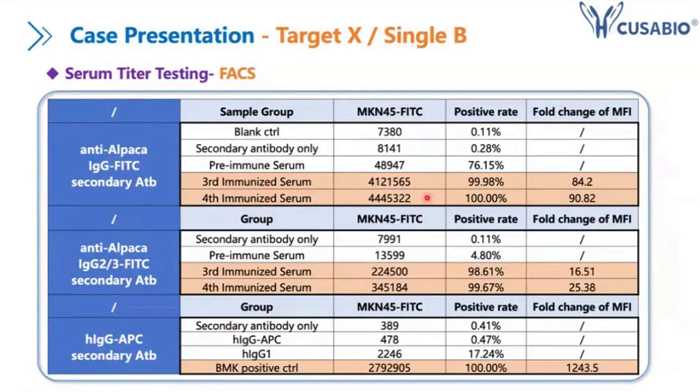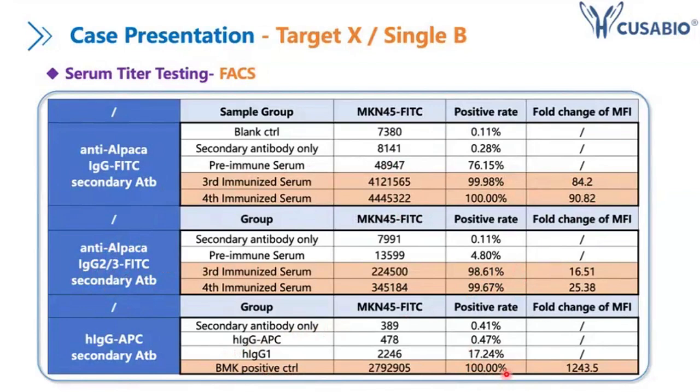As you see, for the positive rate, for this group we are testing the total IgG, and total IgG looks good. With the anti-alpaca IgG 2 and 3, which are the specific classes for the VHH, we see that the positive rate is still good. We even have a BMK, the benchmark control, the positive control, and the positive rate was 100%. So it looks like after the immunization, we got enough material to start with.